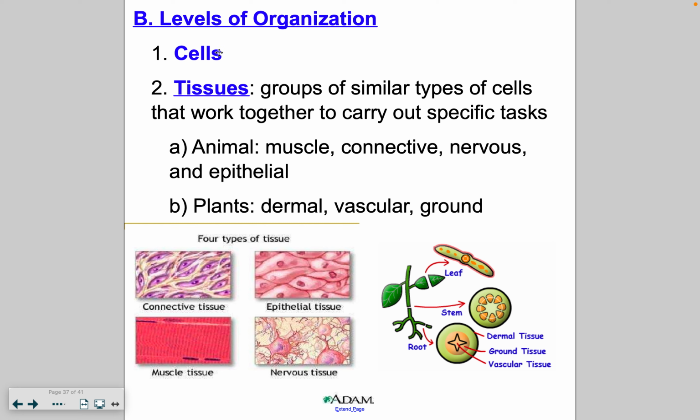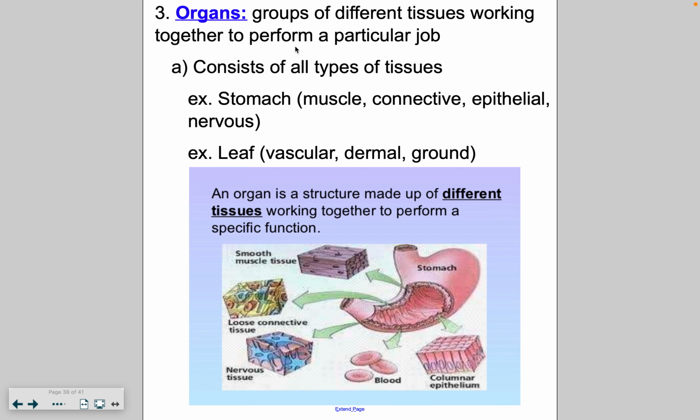Okay, so cells is the smallest. Groups of cells working together create tissues. Tissues make up organs. So when you have different tissues, like muscle tissue, connective tissue, nervous tissue, and epithelial, when they all work together, then you create an organ. So it has to consist of all types of tissues. Like for the stomach, it's got all 4, and you can see that down here.